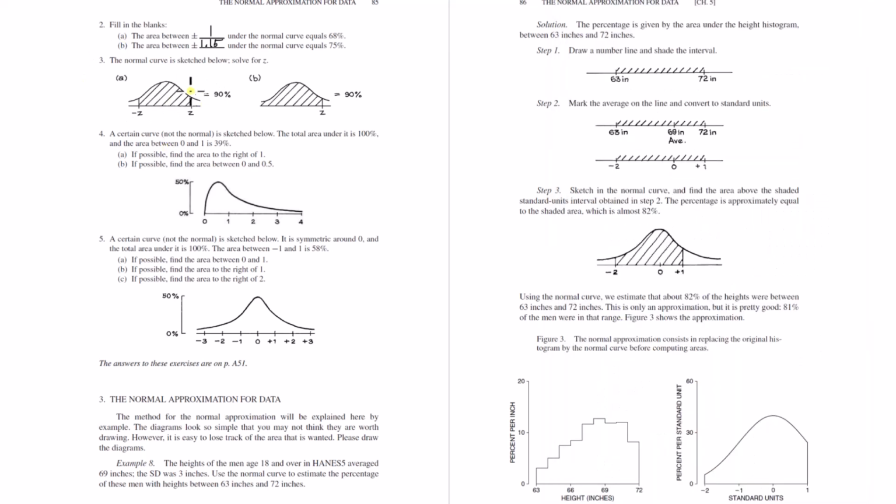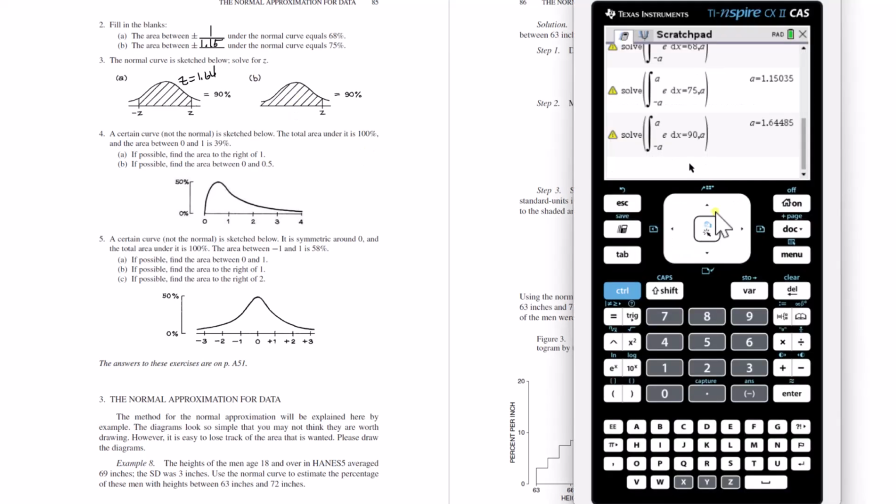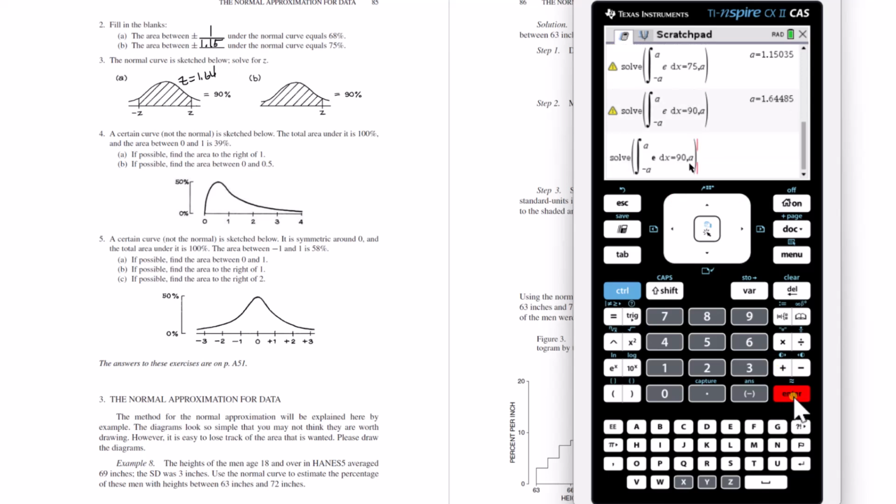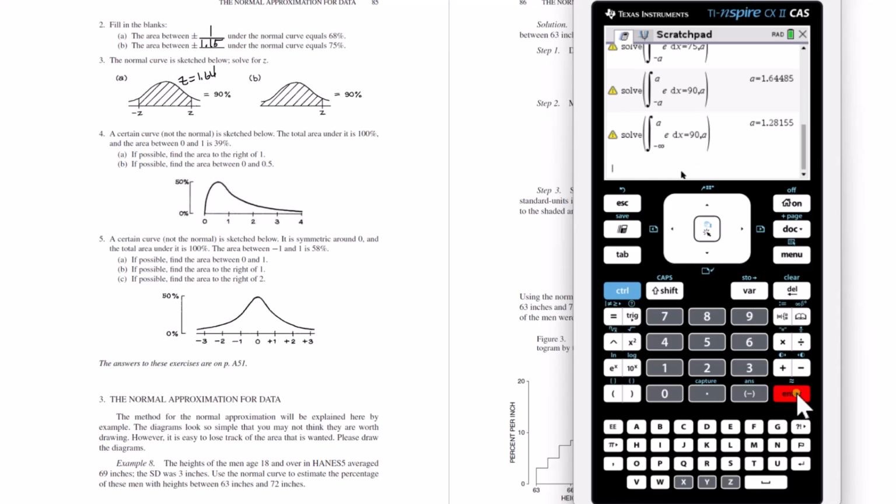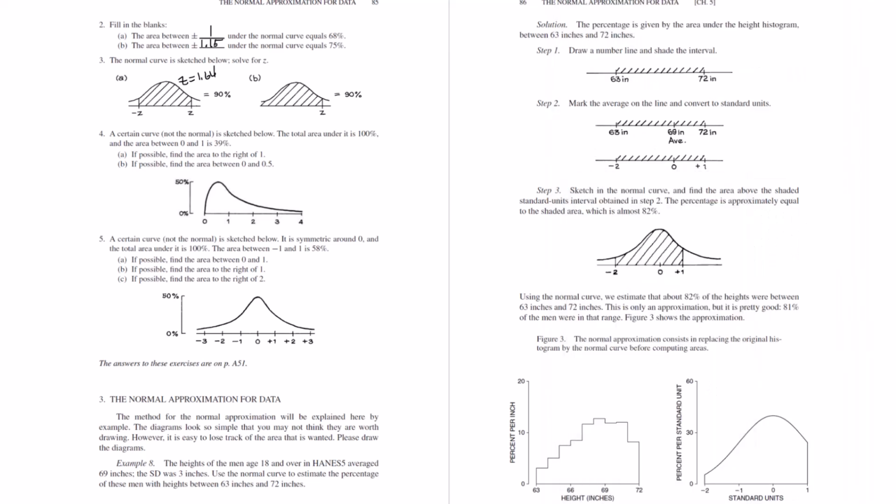$1.64. Z is equal to 1.64. All right, what about this? Easy. This is going to go to minus infinity. The A is the Z. This is the A. Maybe I should have just put Z. Yeah, I should have been putting Z. And then this is equal to 1.28.